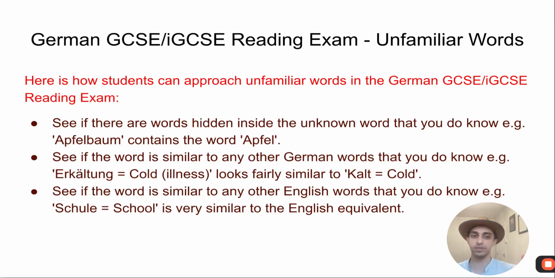You do have similarities in vocab, like words like Hand, which means hand, amazingly, Arm, and so on. You can also see if the word is similar to any other German words that you do know. For example, if you're not sure what Erkältung is, Erkältung actually means cold, as in an illness, to have a cold, for example.